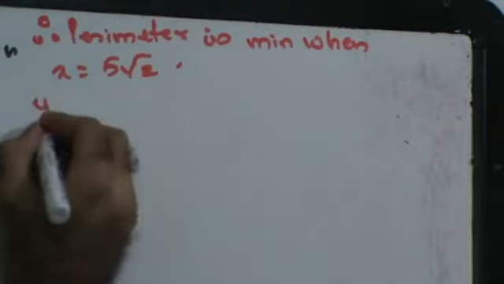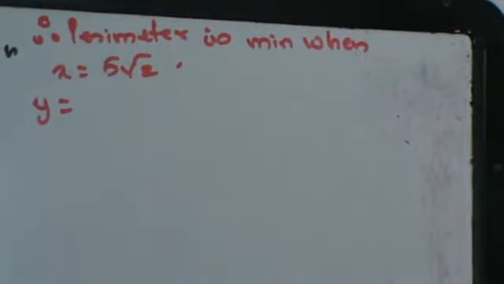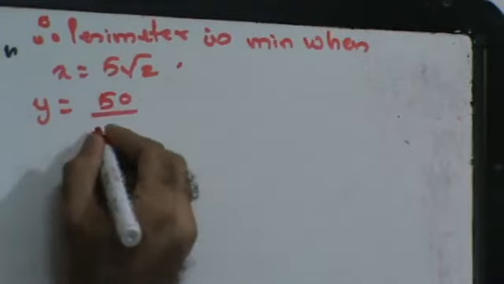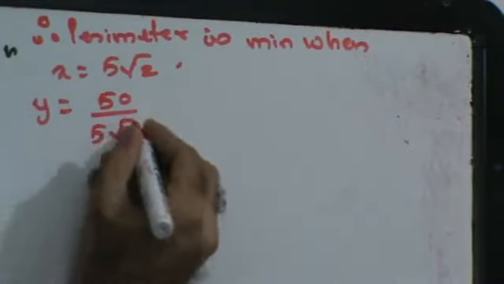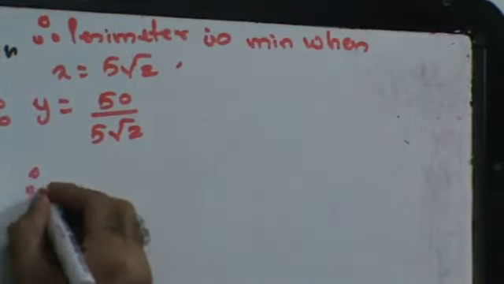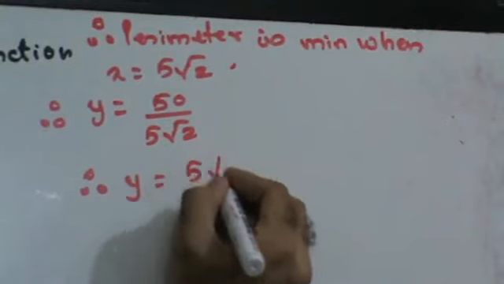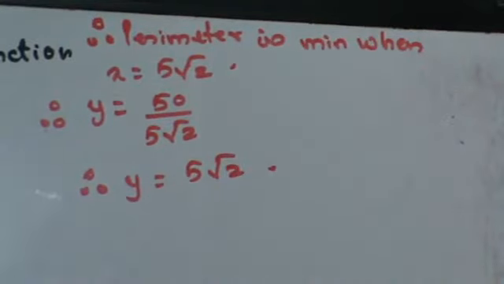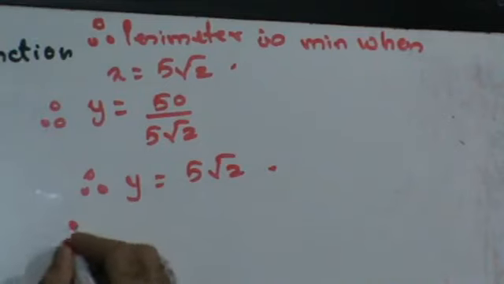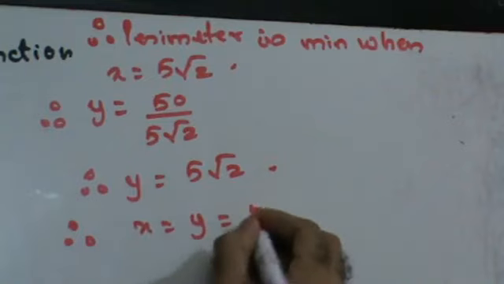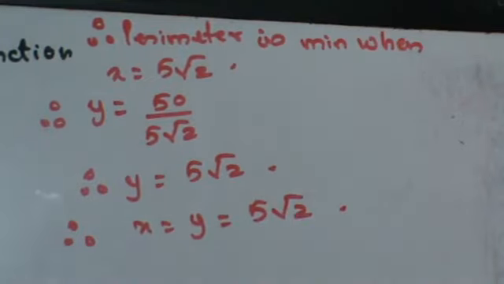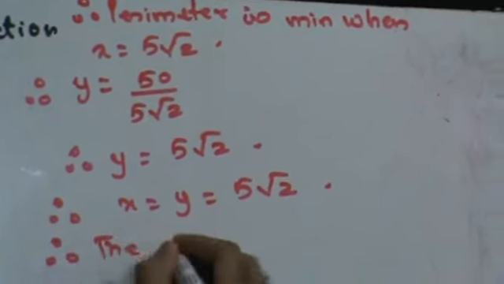Now, if x is 5 root 2, what will be the value of y? y, we had assumed right in the beginning, is nothing but 50 upon x, so that's 50 upon 5 root 2. Therefore, y will be nothing but 10 upon root 2, which is nothing but 5 root 2, right? I can say therefore x is equal to y is equal to 5 root 2. Now since x is equal to y, therefore I can say that the given rectangle is a square.